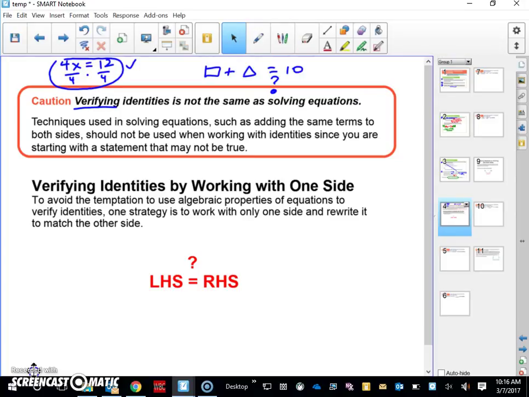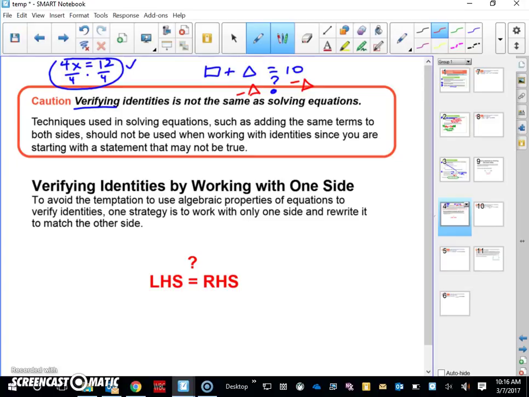And so you're going to be tempted at times to subtract triangle or something from both sides. You're going to be tempted to subtract something from both sides, or divide both sides by 2, or square root both sides. We're not allowed to do any of that because we don't know for sure if this is an actual identity or not. That's what we're trying to prove.